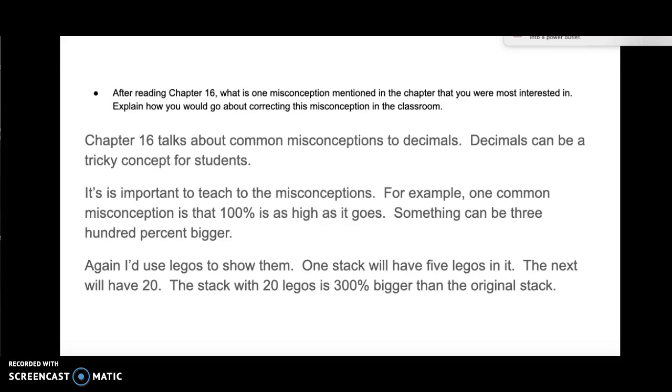After reading chapter 16, what is one misconception mentioned in the chapter that you are most interested in? Explain how you would go about correcting this misconception in the classroom.